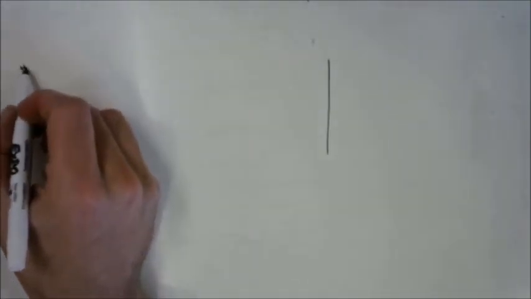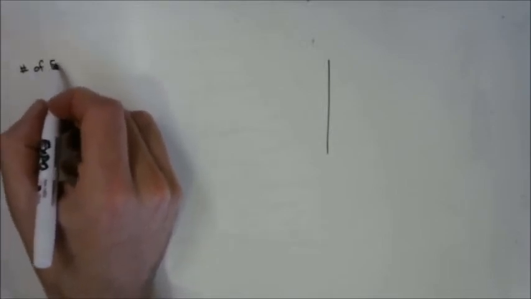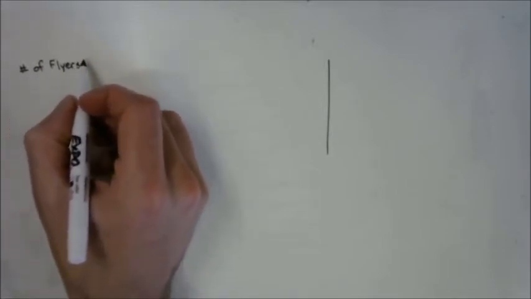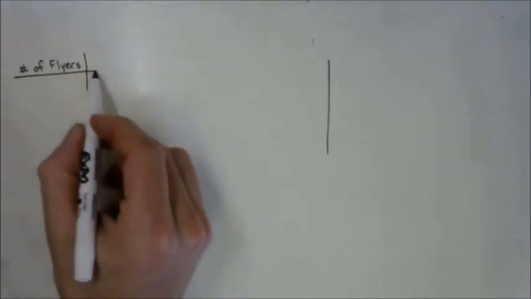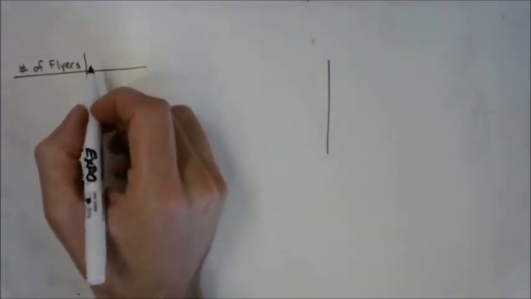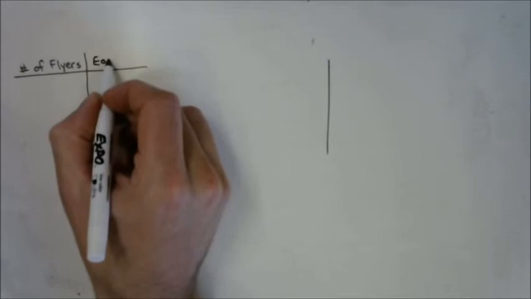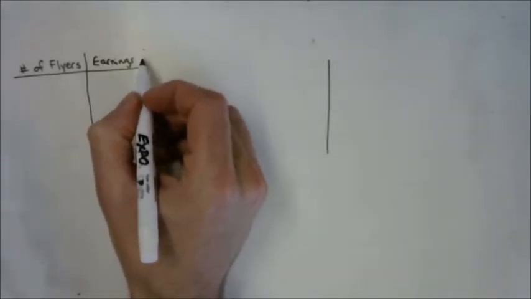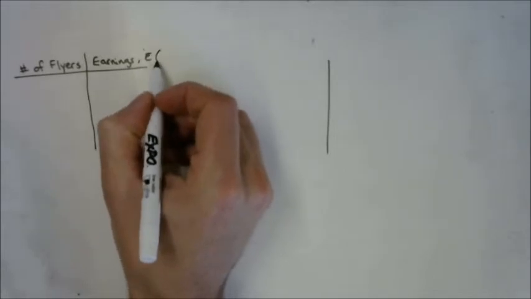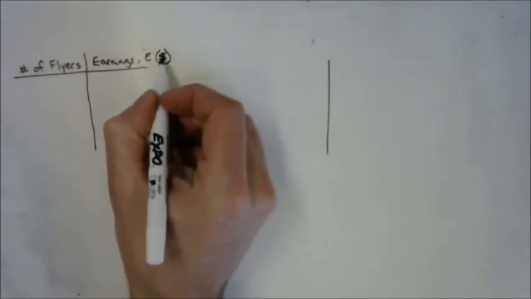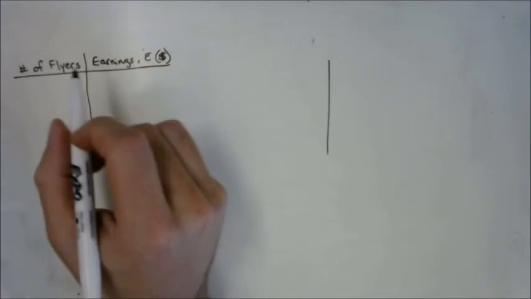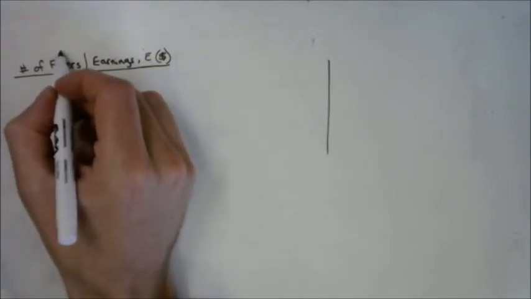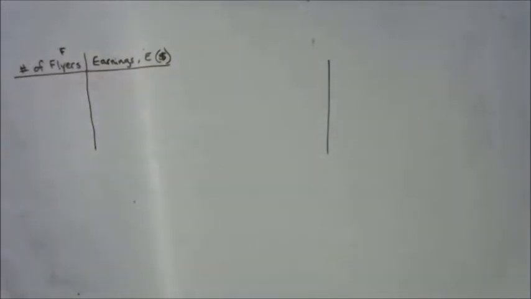So you have number of flyers. I'm putting that in our left column because it's our independent variable. And the money earned, his earnings, which is in dollars, we're going to use the letter E to represent it. And for flyers, we're going to use the capital letter F to represent it.